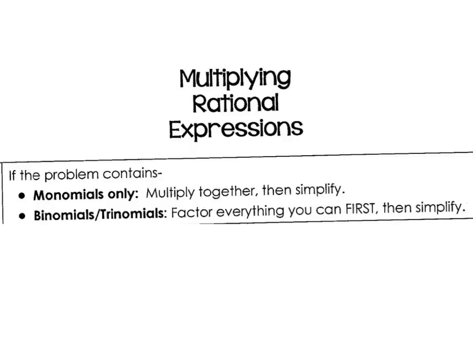All right, now that we know how to simplify rational expressions, let's talk about multiplying rational expressions. So when we're multiplying rational expressions, if the problem contains monomials only, then we just multiply together straight across and then simplify using exponent rules. If it contains binomials or trinomials, we first want to factor everything out, then simplify, all right? Because once we factor, we can cancel out common binomial factors. All right, let's go through a few examples of this.